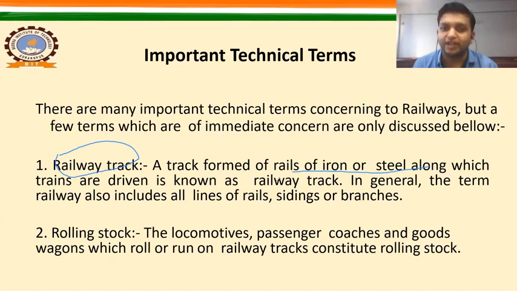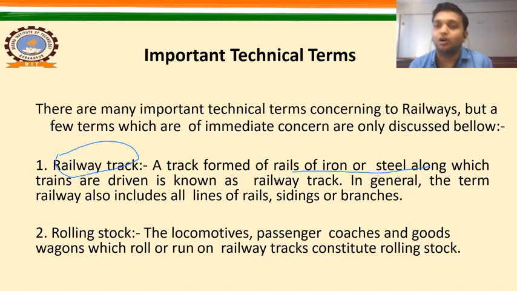So what is a railway track? It is a track formed of rails of iron or steel along which trains are driven. In general, the term railway also includes all lines of rails, sidings or branches. So the first term is the railway track, on which the trains are to be driven, and these tracks are formed of iron or steel.